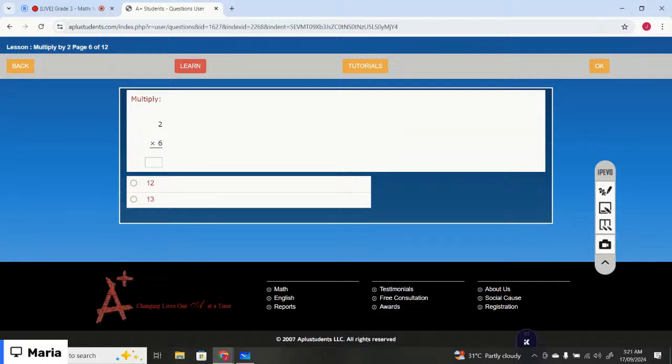Multiply 2 times 6. So, which is the correct option? Yes, 12 it is. The correct option is 12. Okay, you can complete the lesson by yourself later today. Let me just move on to the next lesson.